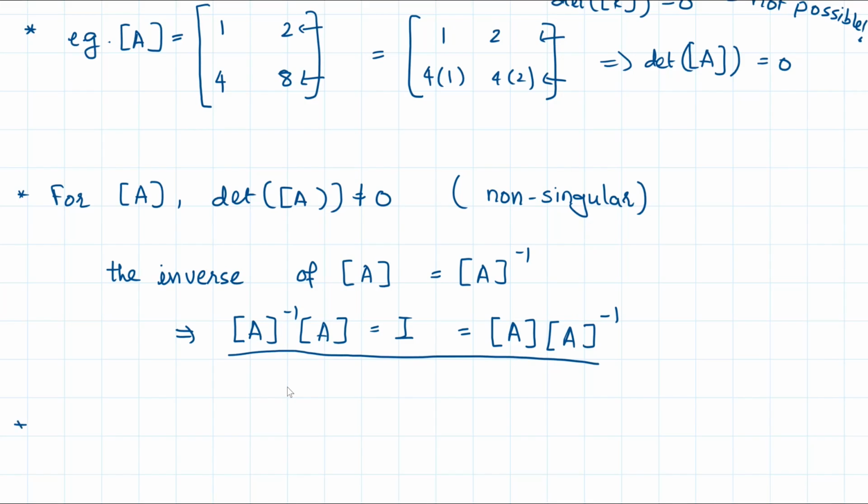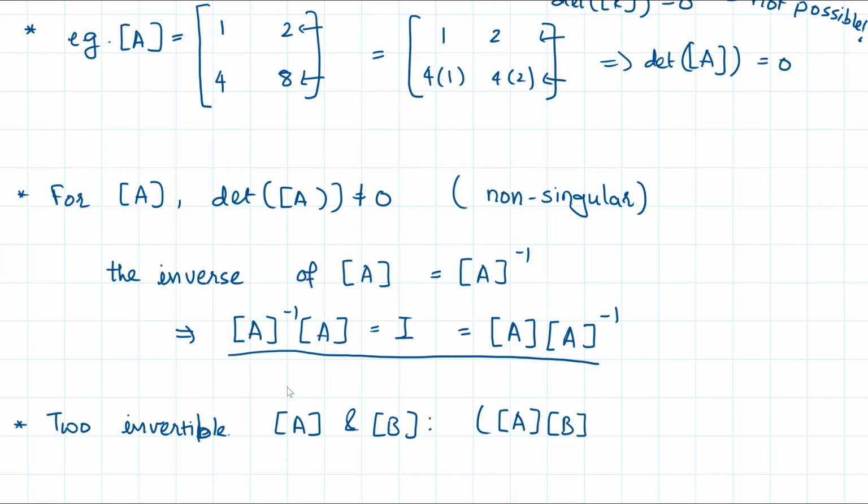If you have two square matrices which are invertible, for two invertible matrices A and B, we can write the inverse of A times B is equal to the inverse of B times the inverse of A.